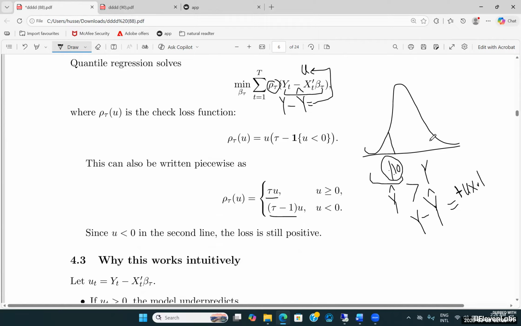However, if the error, for example, let's consider a situation where the predicted value is quite high.